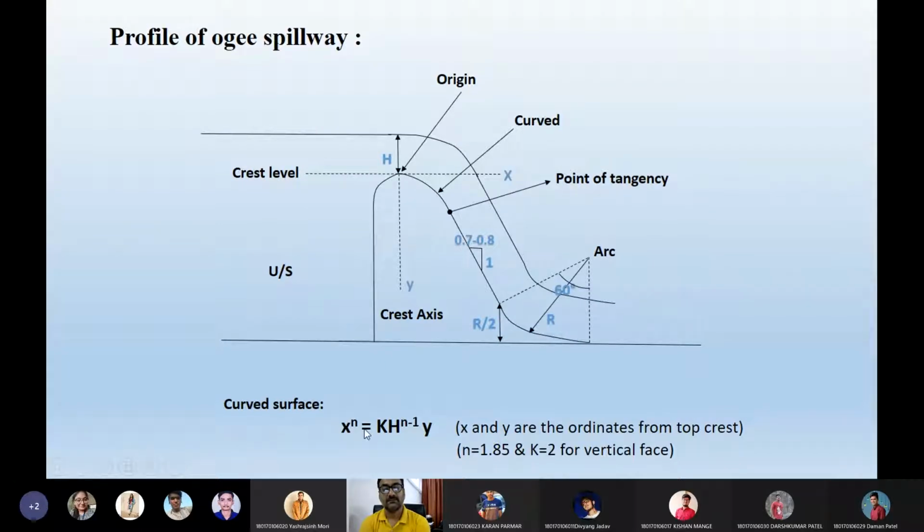This formula is given for the downstream profile. So from here, the design of the downstream profile of an Ogee spillway: x raised to n is equal to K H raised to n minus 1 into y. So x and y are the ordinates from the top crest, from the origin here, and n and K are coefficients which vary according to the upstream profile, that is vertical, inclined or sloping surface.